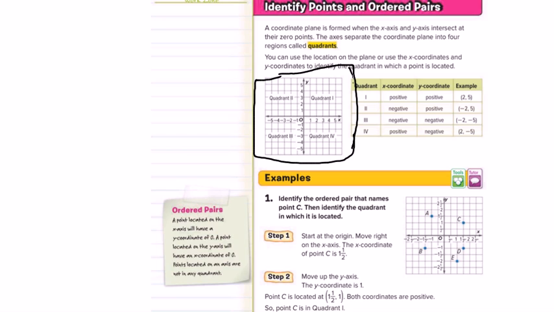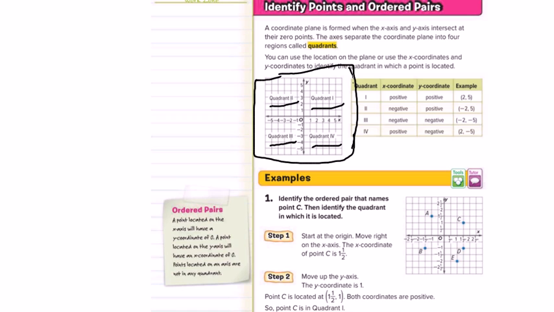So, when our x and our y are both positive, that's quadrant 1. When our x is negative and our y is positive, that's quadrant 2. And when our x and y are both negative, that's quadrant 3. And when our x is positive and y is negative, that's quadrant 4.